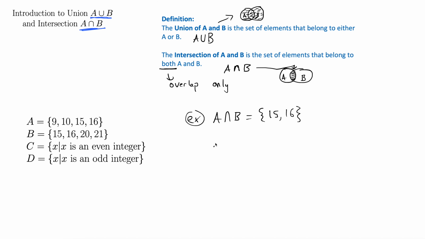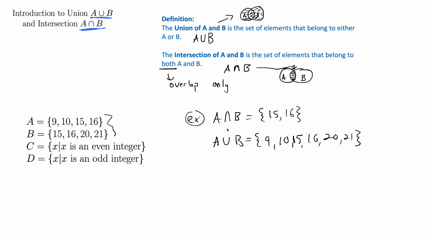Let's try A union B. A union B is everything that shows up ever in either A or B. So anything that shows up at all in these two sets, we're including in the union. I'm seeing 9, 10, 15, 16, 20, and 21. So you can see the intersection is very exclusive, the union is very inclusive. Everyone's welcome in the union, right? Anything that shows up at all comes into the union. Only the overlap goes into the intersection.